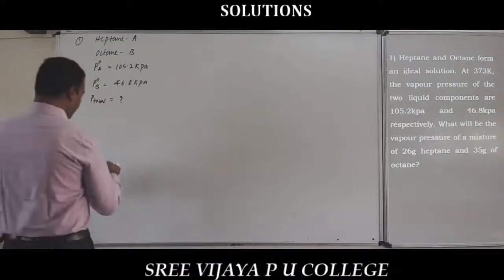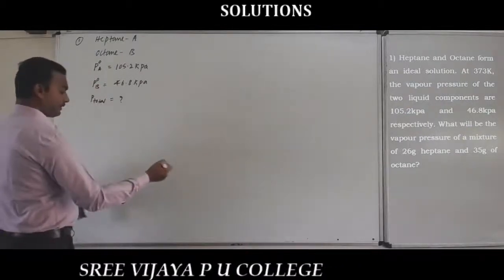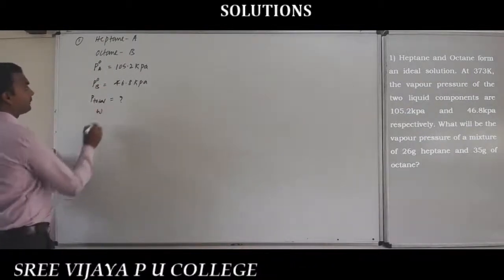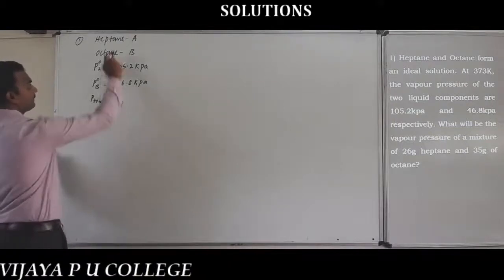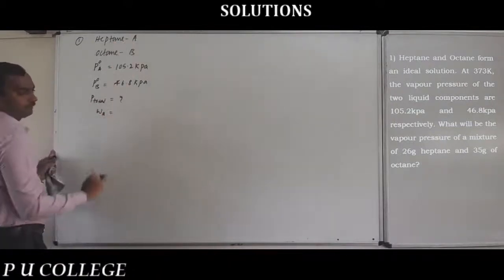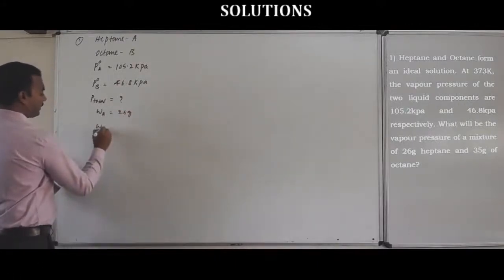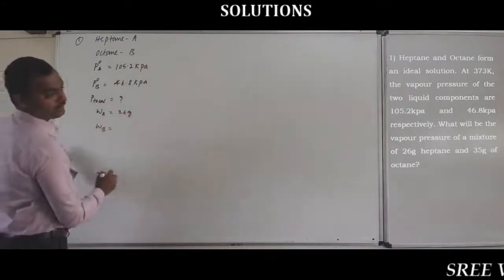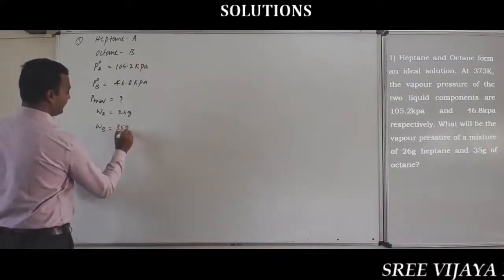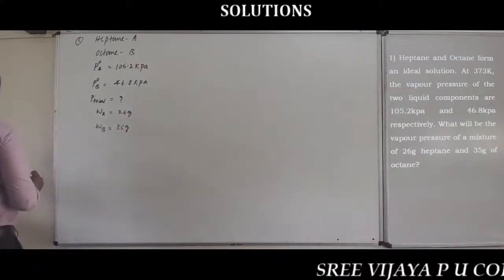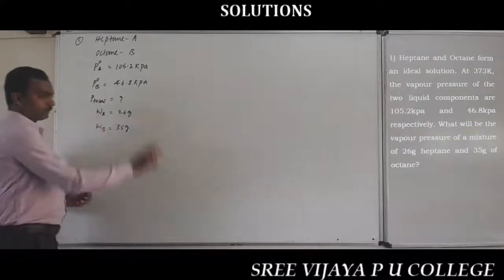Look here: the mass W of heptane, which I have taken as A. How many grams have they given for W of A? That is 26 gram, and the mass of B, which is octane, is 35 gram. Now, first, what you have to calculate is P total.